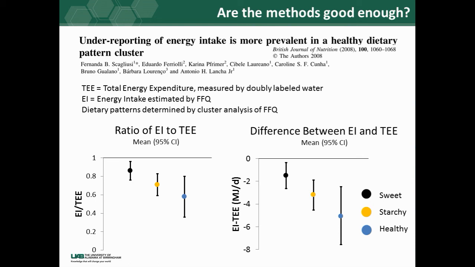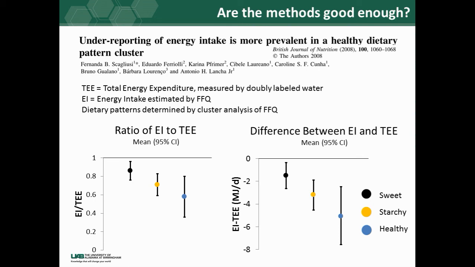So what this group did was they looked at the total energy expenditure measured by doubly labeled water, which is our gold standard right now of free-living energy expenditure. Then they looked at energy intake using the food frequency questionnaire, and also at the dietary patterns that people reported using the food frequency questionnaire. And they saw that there were three patterns that came out. There were people that ate a lot of sweet things, people that ate a lot of starchy things, and another pattern that they considered a healthy pattern.